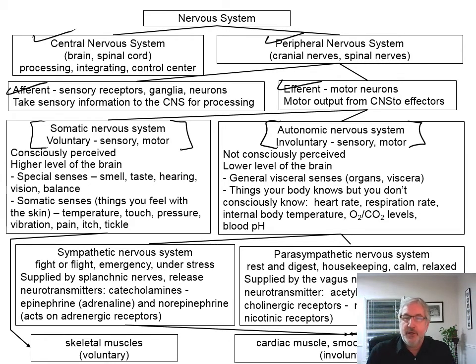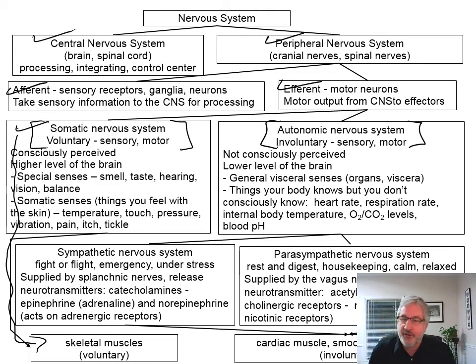And those motor neurons act on sensory information received from your visceral senses and things your body knows but you don't consciously know. So your autonomic nervous system is also divided into two divisions, the sympathetic nervous system and the parasympathetic nervous system. So your somatic nervous system over here sends information down to the skeletal muscles.